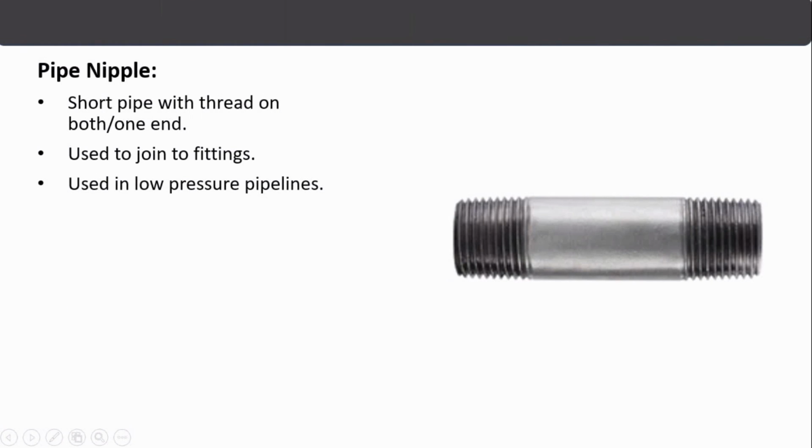Pipe nipple. Pipe nipples are very common piping equipment. They have threads on both ends, and they are used to join different fittings. They are used in low pressure pipelines.